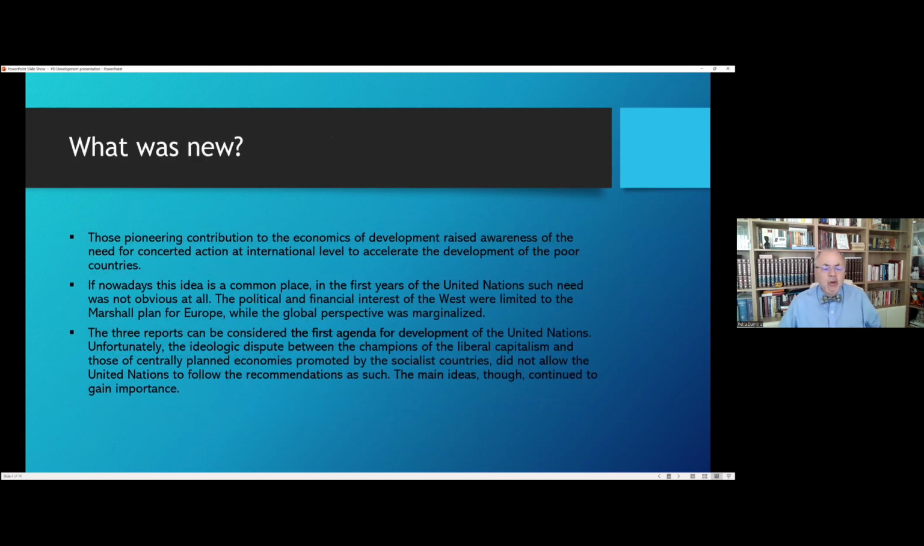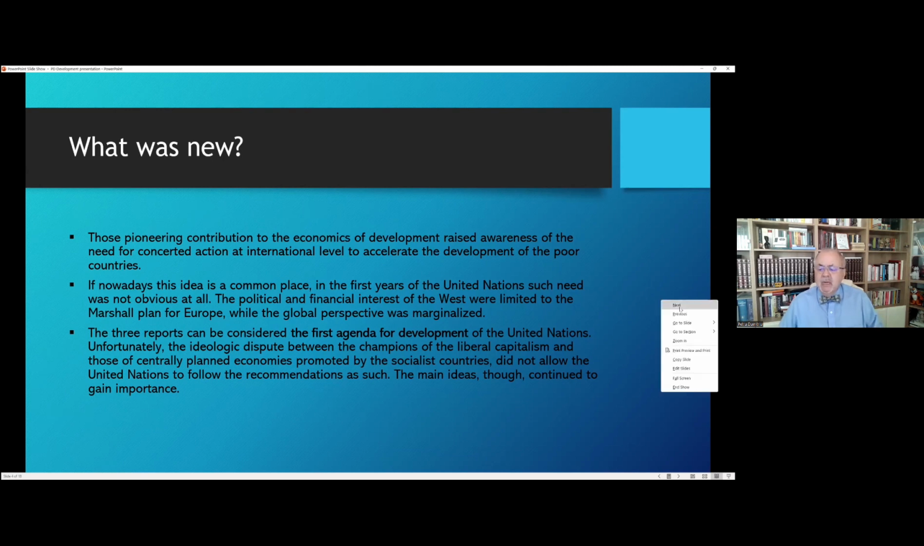What was new about these three studies is that they raised awareness of the need for concerted action at the international level to accelerate the development of poor countries. Now it doesn't seem to be a big deal, but believe me, at that time there was no concern and interest for these issues. What happened after the Second World War was the Marshall Plan for Europe. It was seen from the perspective of the interest of the United States and of Western Europe, so nothing to do with the interest of developing countries.